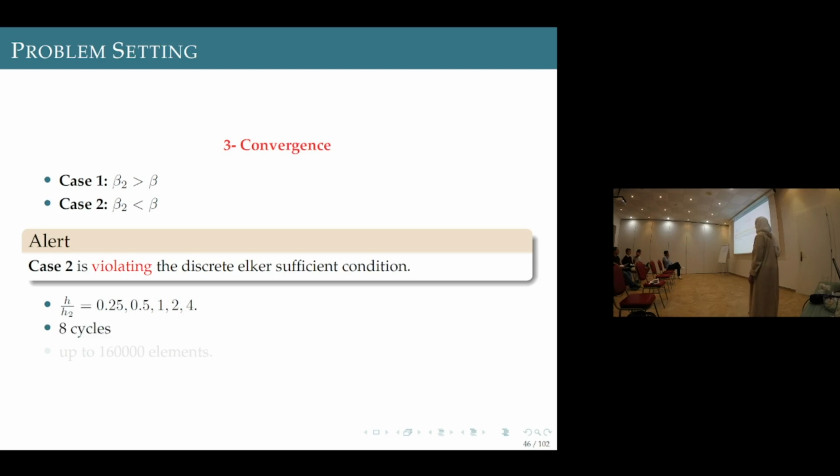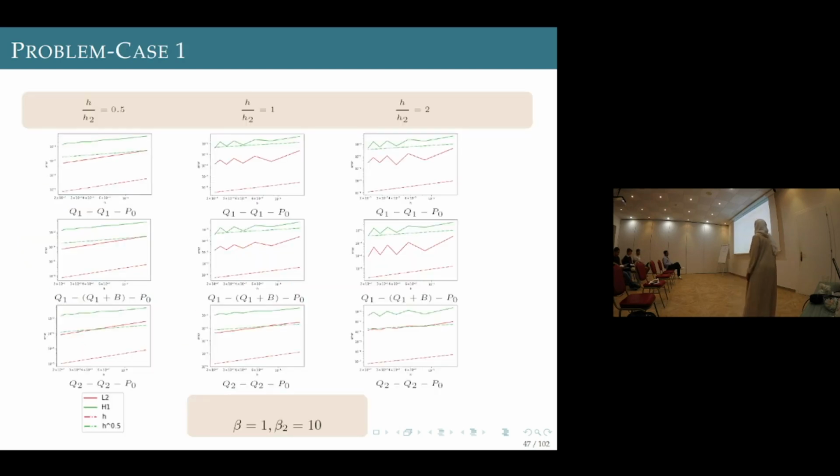2, and 4, with 8 cycles of refinements, and up to 160,000 elements used. The first column here represents the ratio half, the second column represents the ratio 1, the third column represents the ratio 2. The first row is Q1, Q1, P0, the second row is Q1, Q1 plus a bubble P0, the third row is Q2, Q2, P0.